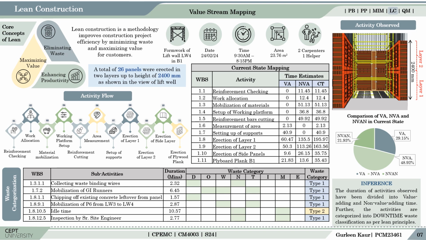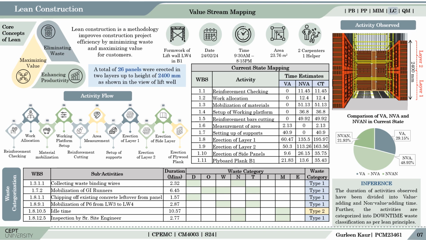The area observed was 23.76 square meters, and a total of three, that is, two carpenters and one helper, were involved in the process. The formwork was erected in two layers up to a total height of 2.4 meters using 1200 mm high HSA panels. Till the end of the day, 26 panels were fixed.